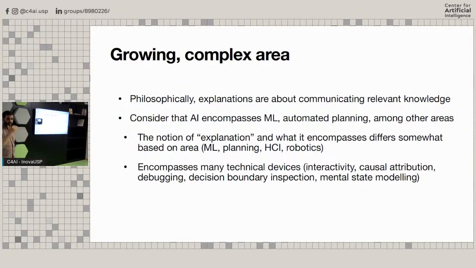You can inspect the decision boundary. So for instance, you might be curious to learn, and this is something I talk about in my slide deck, why exactly the boundary responds in one way or another. And finally, there is mental state modeling, which I think is a very nice dimension to explanation, where there is an active characteristic by the system to try and understand what the human is asking. It encompasses all of this.